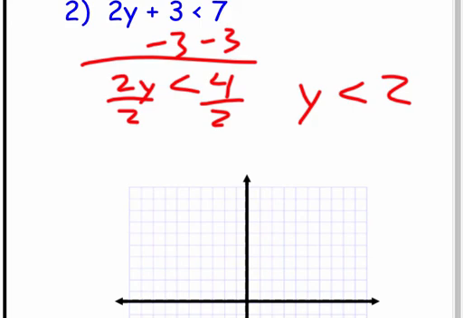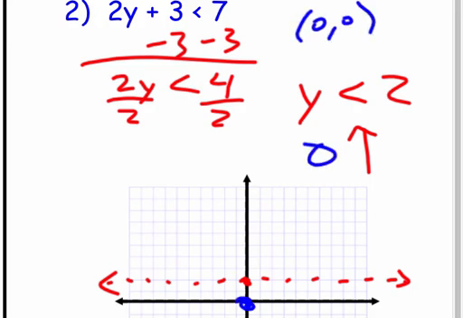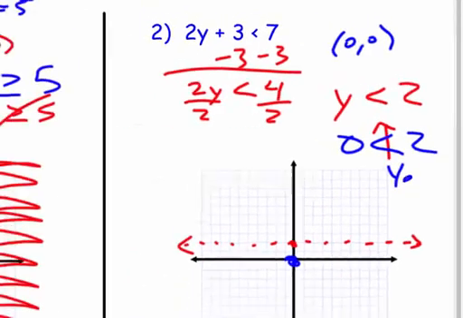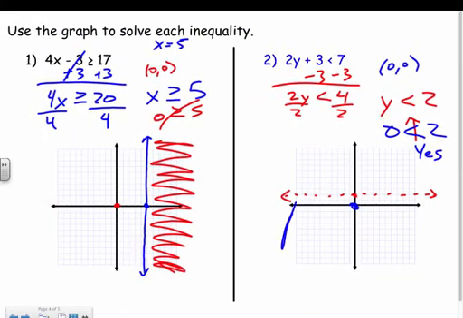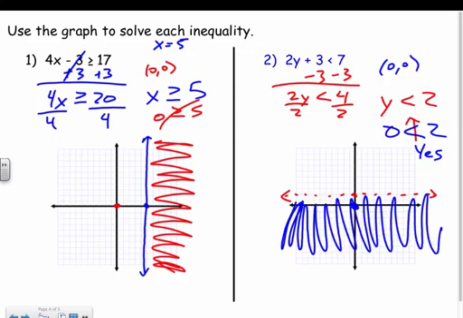So now I go to 2 on the y-axis, and I draw in a horizontal line. Oh, I screwed up. It should be dashed, right? So don't work too fast. Always think through. Dashed or solid. Dashed because there's no equal to. Then we pick a test point. I usually pick 0, 0, if it's not on the line, and it's not, so I pick 0, 0. Is 0 less than 2? Yes, it is. So now I shade on the side of the point I tested. There we go.